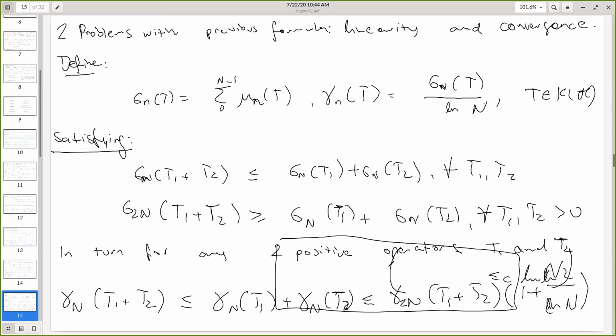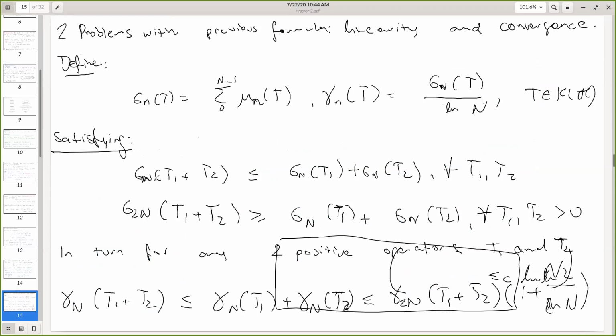But there are two problems with the previous formula: linearity and convergence. Okay, so not in general, this looks like that. And so we define gamma n as the sum over all these singular values divided by the logarithm of n. And it satisfies the following.